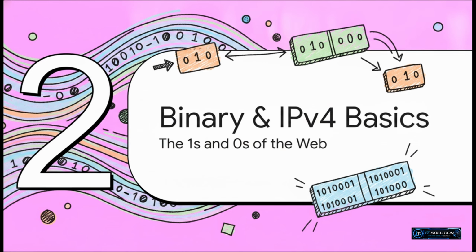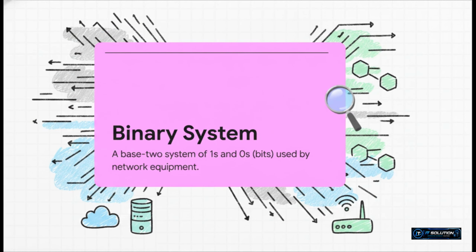Moving right along to Section 2, binary and IPv4 basics, the ones and zeros of the web. So what exactly is it? The formal definition of the binary numbering system is a base 2 system consisting entirely of ones and zeros. These are called bits, and this is the exact literal format that hosts, servers, and network equipment use to identify one another. To tie this back to the real world, this is exactly what the home router sitting in your living room is thinking in right now. It doesn't see web pages, it just sees a constant rapid-fire stream of ones and zeros.